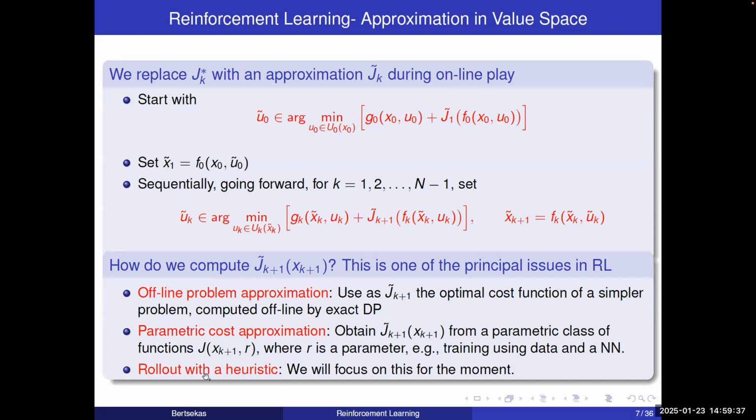Now, another simpler method is rollout. Rollout with a heuristic. So here we use as J tilde the cost function of a heuristic. The same problem, but you apply a control that you know, and you use that online. So let's focus on that for the moment.